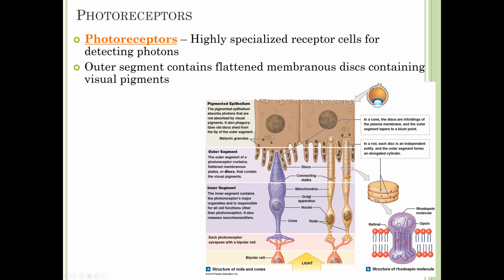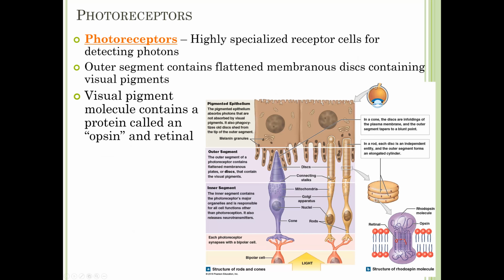In the rods, which are shown on the left here, you can see that the outer segment looks like a little rod, hence the name, and the discs are stacked up on top of each other. Each one is separate from the other. In the cones, shown here on left in purple, they're so called because their outer segment comes to a blunt point, so it looks like a cone, and their discs are actually these infoldings of membrane that go back and forth, so each disc is not separate from the others.